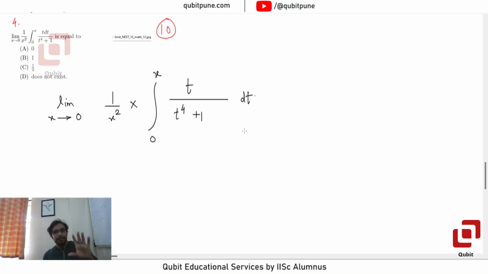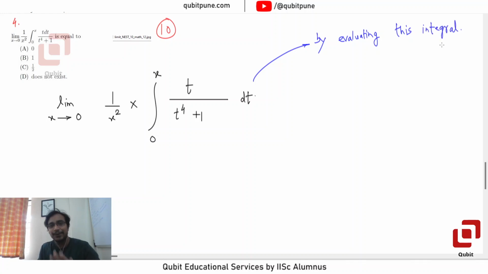Okay, now there could be two ways to solve this problem. First, by evaluating the definite integral, and second, without evaluating the definite integral. Any way you can choose. And suppose we wished to solve this problem by evaluating the integral first. Well, I'm not going to do that, but I will give you that as homework. Okay, so how will you evaluate the integral? Can you tell me, please?